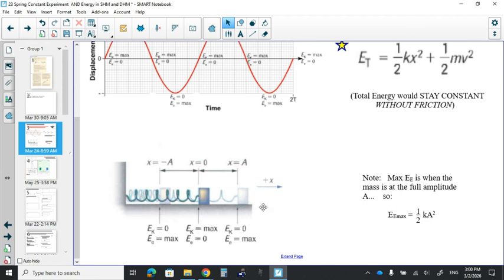So maximum kinetic energy, as I was just talking about, is in the middle, and maximum elastic potential energy would be at the edges, right? When you have full stretch, so the full amplitude of stretch, compression in or stretch out.